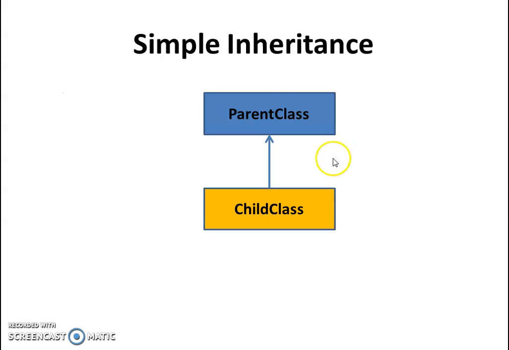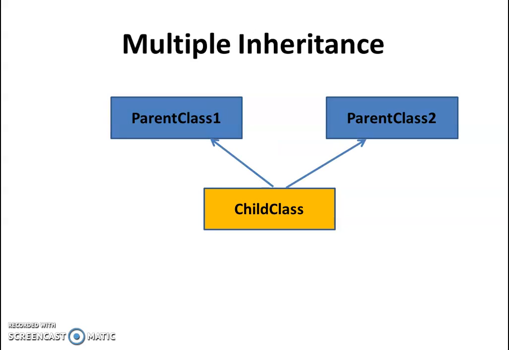In simple inheritance or single inheritance, we have one parent class and one child class. In this type of inheritance, one child class derives from one parent class. So this is simple inheritance. In multiple inheritance, we have two parent classes and one child class. Basically, the child class derives from two or more parent classes in multiple inheritance.